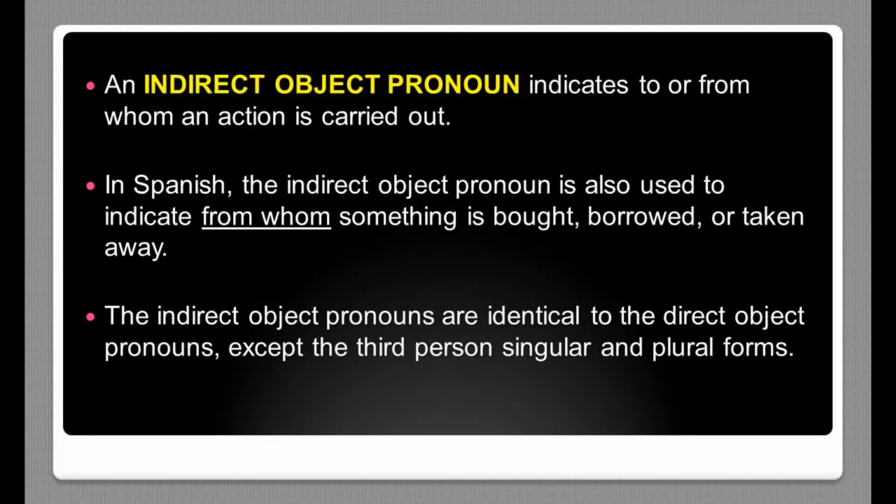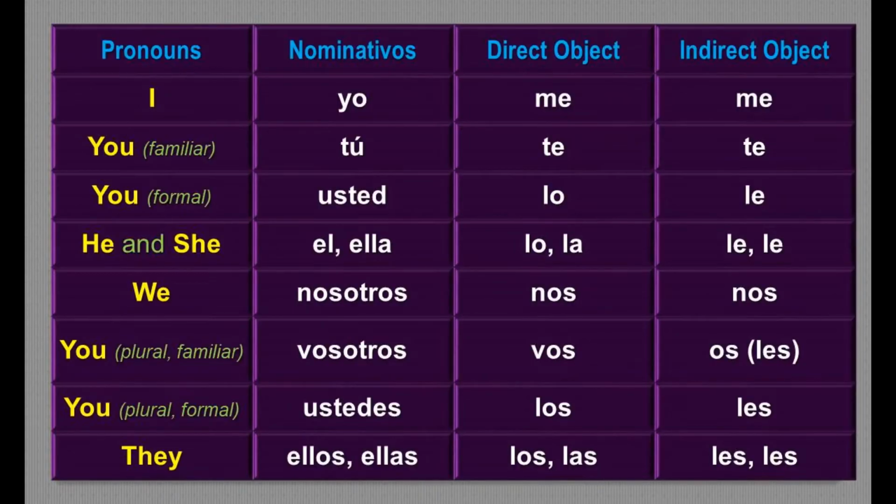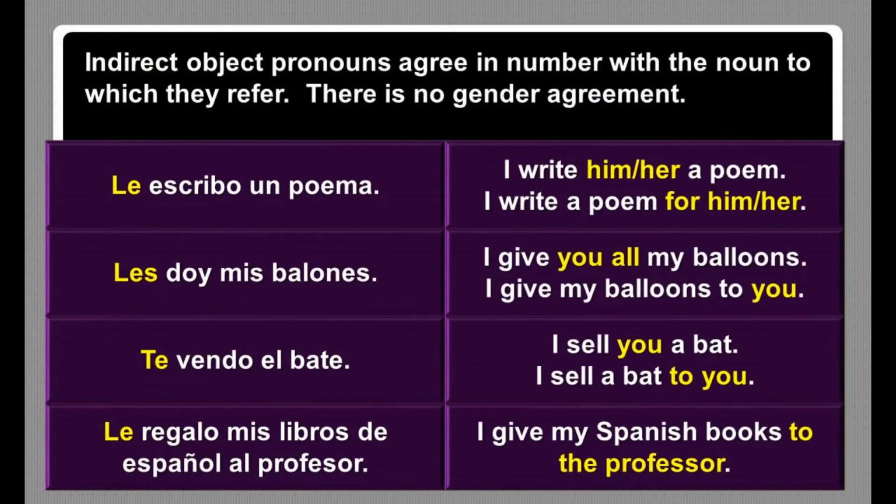An indirect object pronoun indicates to or from whom an action is carried out. In Spanish, the indirect object pronoun is also used to indicate from whom something is bought, borrowed, or taken away. The indirect object pronouns are identical to the direct object pronouns except the third person singular and plural forms. Indirect object pronouns agree in number with the noun to which they refer. Unlike the direct object pronoun, there is no gender agreement.